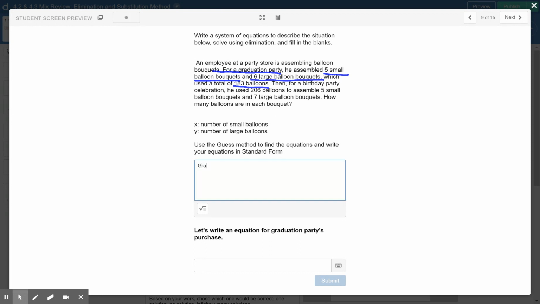So we can talk about the grad party. Notice that it says x is the number of small balloons and y is the number of large. So 5 is for the small, 6 is for the large, and the total is 183. And now we're going to do the same thing for the birthday party.